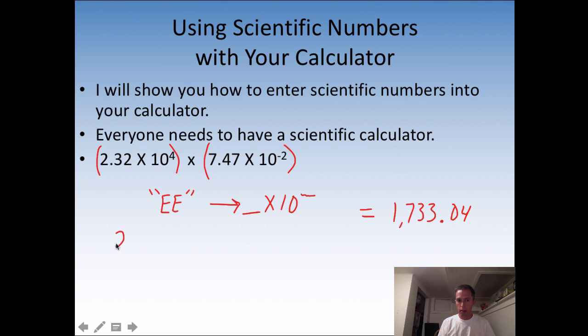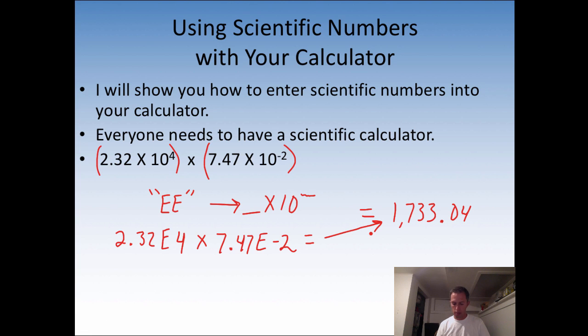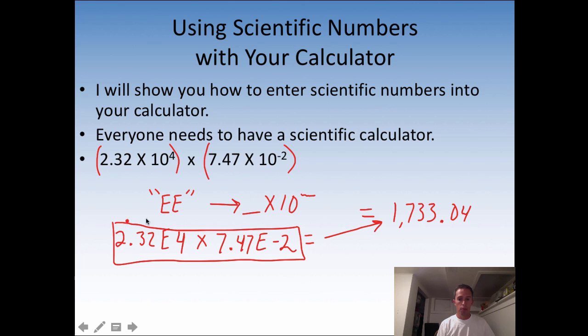Let me write what that will look like. What I put in my calculator: 2.32, then I hit the big E button, and then I have to hit 4 because you have to put in this exponent by yourself. And then I hit times 7.47, big E, and then you have to hit a -2. If you enter it in your calculator this way, you should get this answer. If you're not, please come talk to me. We'll figure this out. Every calculator is a little bit different. I'd show you on mine, but of course you probably don't have the same exact calculator as I do. But if you put it in the calculator this way, you should get this answer.